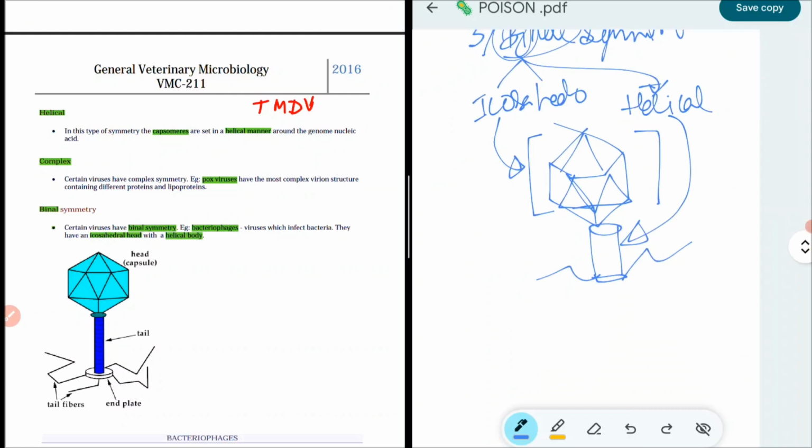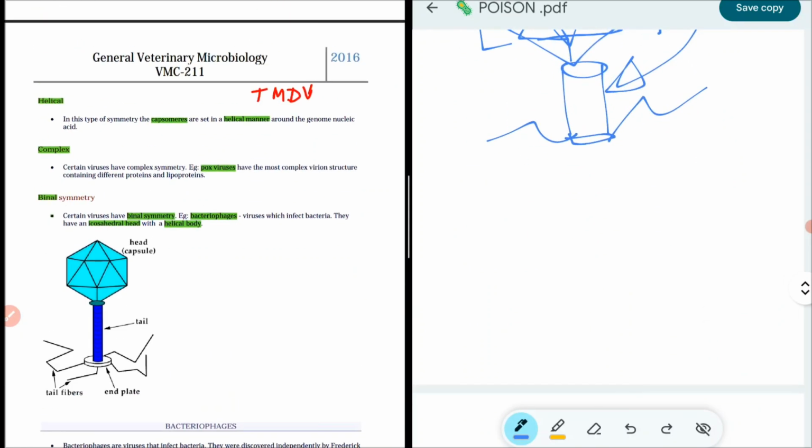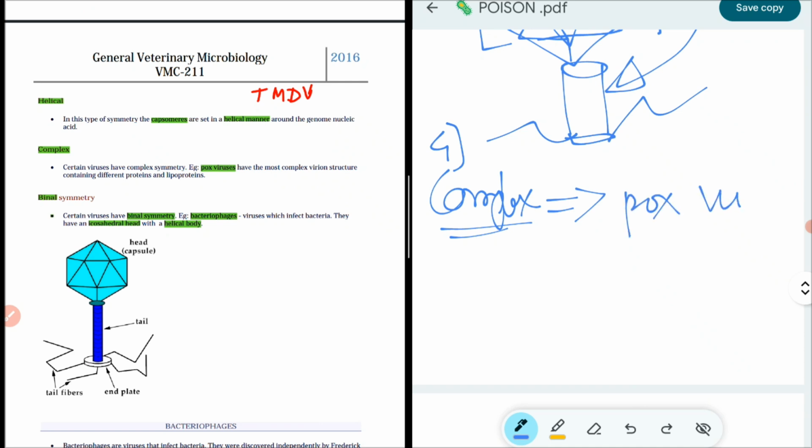Now the last remaining one is complex symmetry. As the name itself indicates, the structure or symmetry of the virus is very much varying in nature, and there is an intricate design which is very difficult to decode, and the arrangement is much more complex than the rest of these three. So this is about the complex. To give an example for complex symmetry, the pox viruses, the largest known DNA virus, have a complex symmetry. So this is the topic of symmetry or structure in the virus.